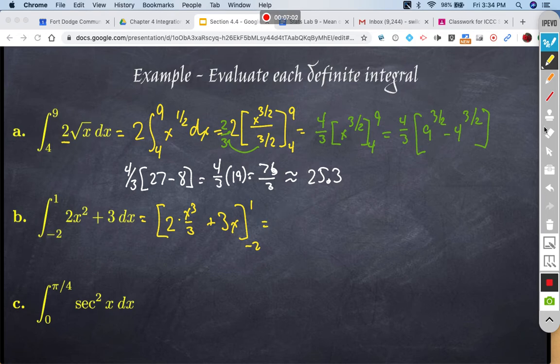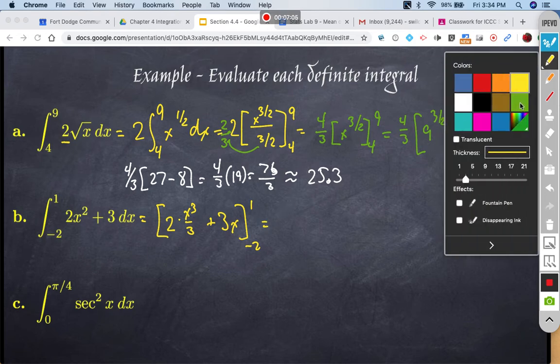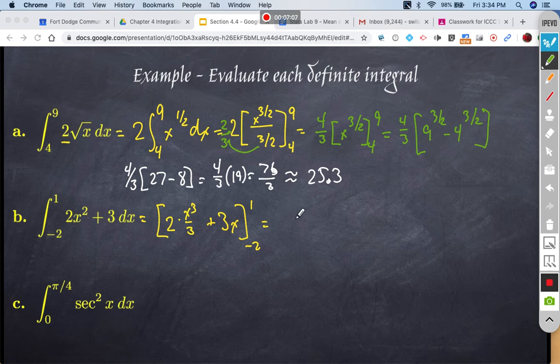So let's just go ahead and plug things in. We have 2/3 times 1 to the 3rd power plus 3 times 1. We're going to subtract from that 2/3 times -2 to the 3rd power plus 3 times -2.